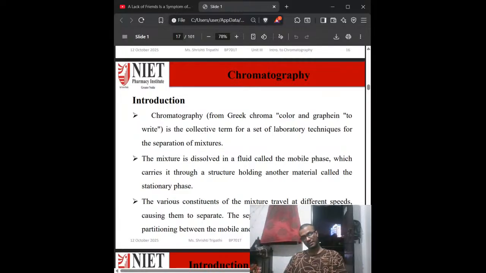Okay, I should read the full sentence, then make the mind map while recalling those sentences. While reading a specific word and writing it down, it is difficult for my brain to remember those things. So, the various constituents of the mixture travel at different speeds, causing them to separate. The separation is based on differential partitioning between the mobile and stationary phases.